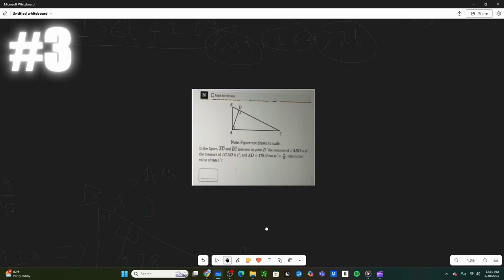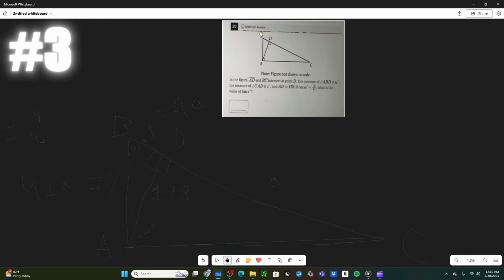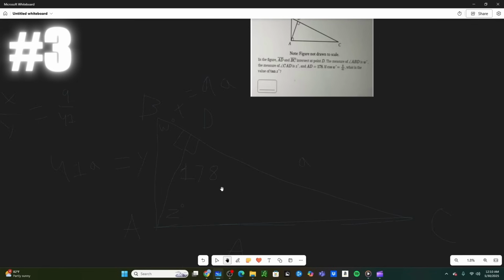So the first thing is I just kind of drew a diagram of what they gave us, and basically they give us this figure. We have some right angles here, and I just drew that out here, and they basically said that the measure of ABD, which means we're really looking at this angle right here, is W, right? So I have W labeled right here. And then the measure of CAD, so really this angle right here, is Z. So I have that labeled as well. And then AD, so A to D, is 178, so I have that labeled as well.